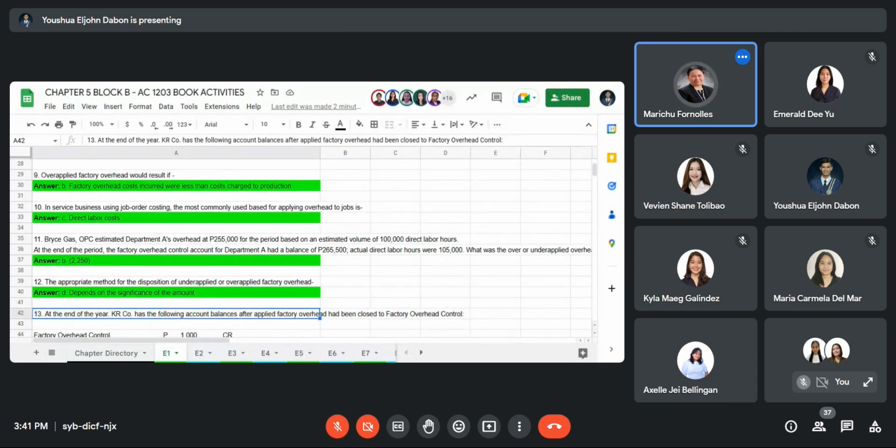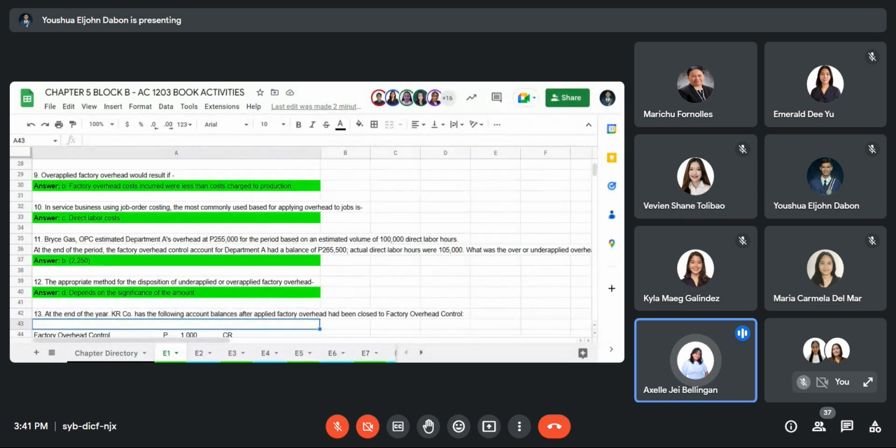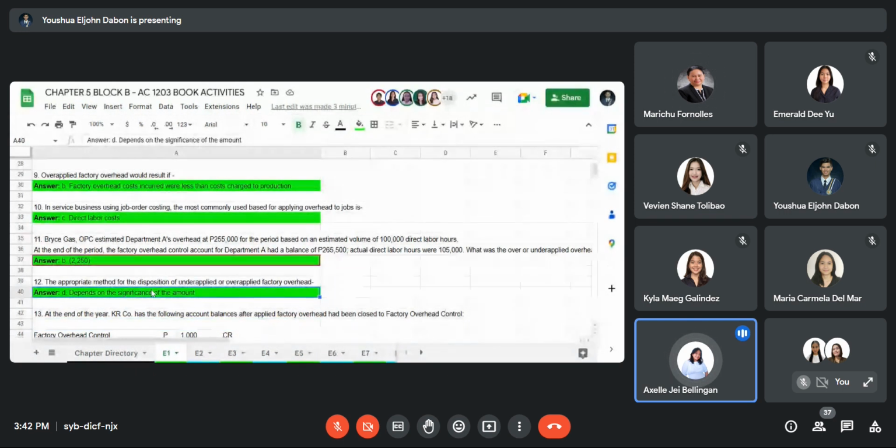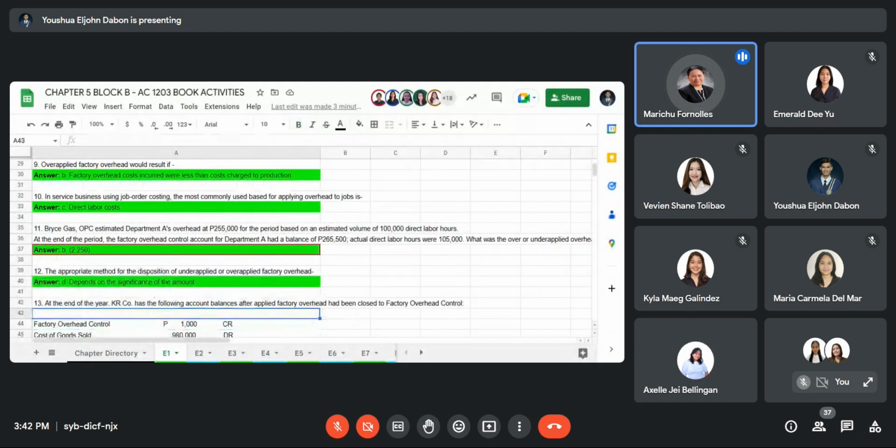Number 11. Bryce Gas OPC estimated Department A's overhead at $255,000 for the period based on an estimated volume of 100,000 direct labor hours. At the end of the period, the factory overhead control account for Department A had a balance of 265,500. Actual direct labor hours were 105,000. What was the over or under applied overhead for the period? Answer is B, over applied by 2,250. How did you get that amount?